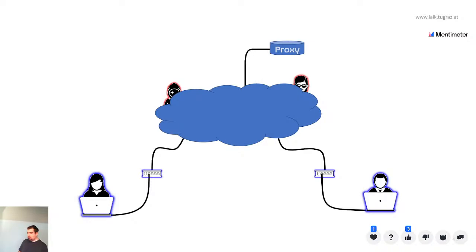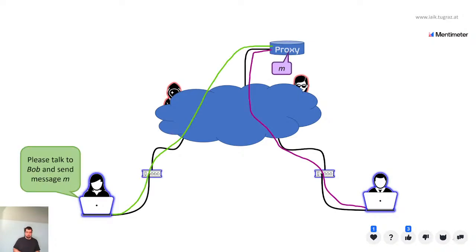Okay, well, didn't we just have a solution for that? We just talked about VPNs, right? Why don't we just solve our problem by talking to a proxy server? Or a VPN server, I suppose. It's the same concept.